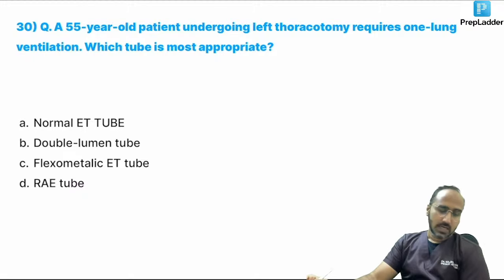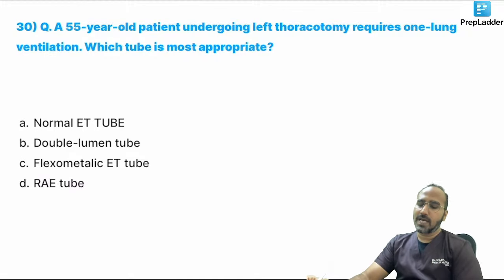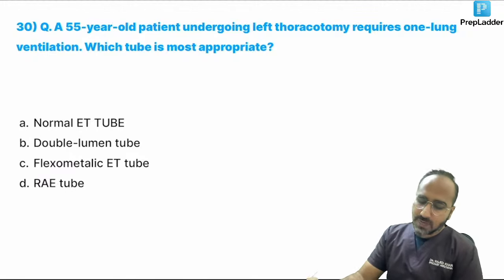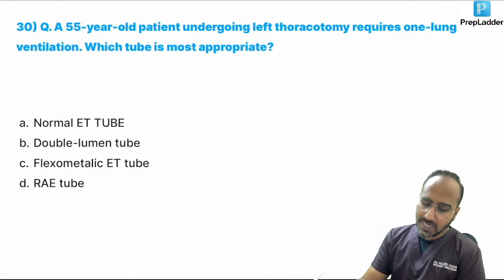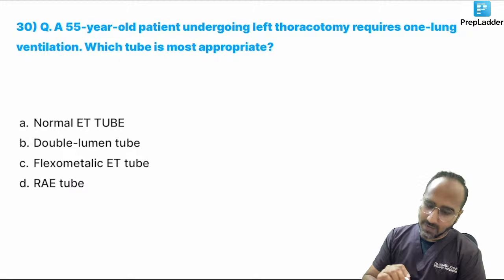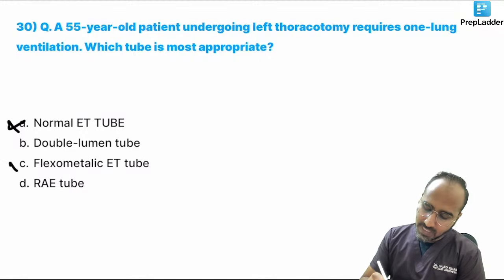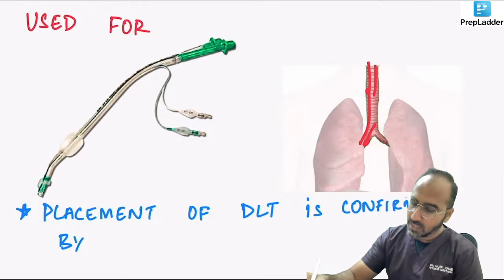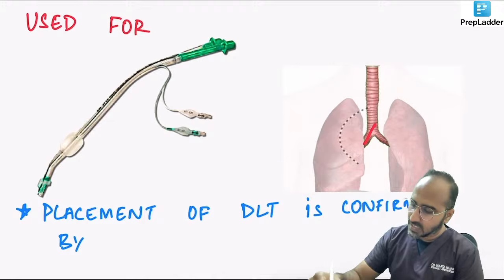Okay. Next, guys. A 55-year-old patient is undergoing left thoracotomy. Requires 1 lung ventilation. Which tube is most appropriate? Come on, guys. 1 lung ventilation ke liye which tube will be used? If you just want to ventilate 1 lung, can you use a normal tube? No, sir. Can you use flexometallic? No, sir. Can you use RAE tube? No, sir. Why, sir? We'll just look over here. If you use those, what will happen? Everyone just look over here. You will get the answer clear.